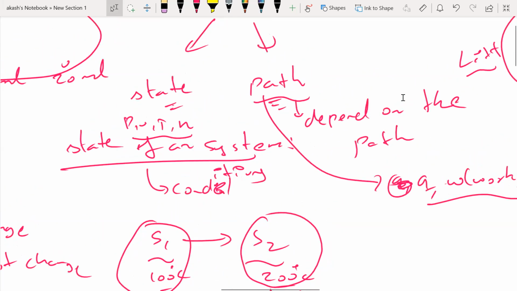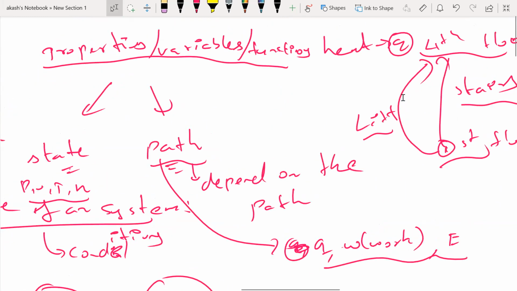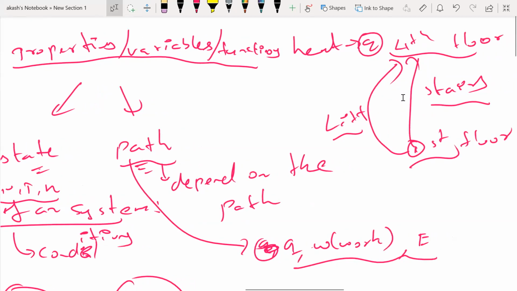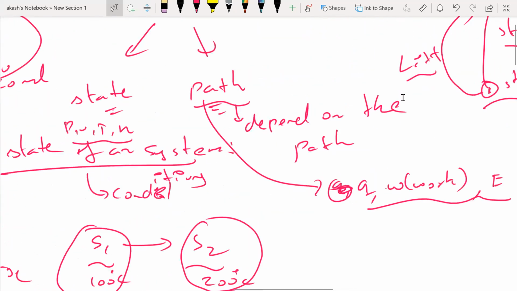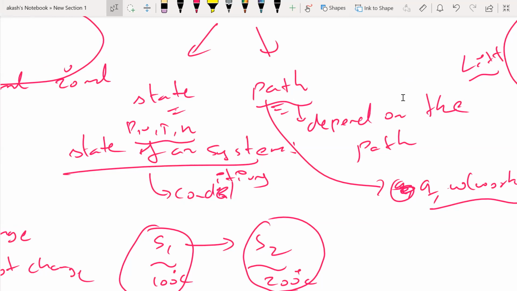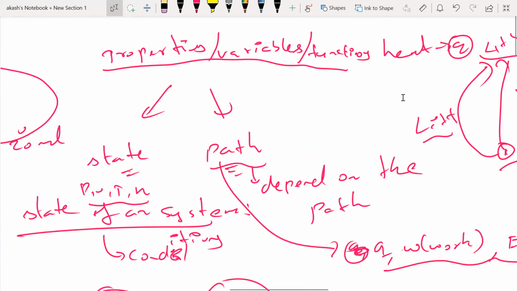And path functions obviously are going to depend upon the path. They're going to depend on the initial and final state, as well as how you reach from state 1 to state 2. That also matters for path functions. Example is Q, that is heat, and work done, right? And other things: number of moles, pressure, volume, temperature. All these are state variables or state functions, right?